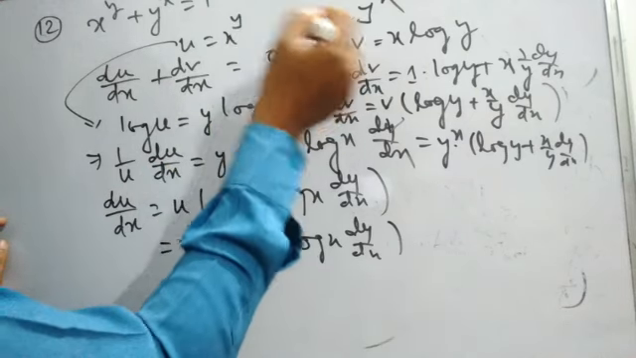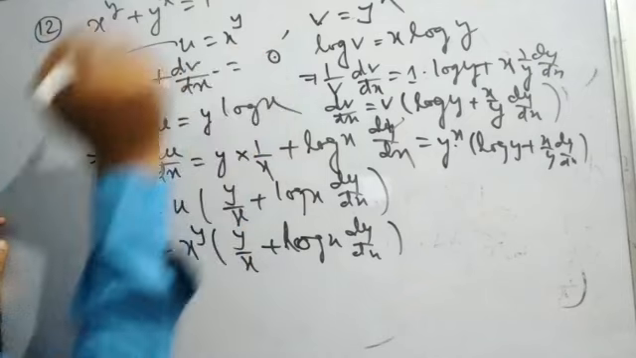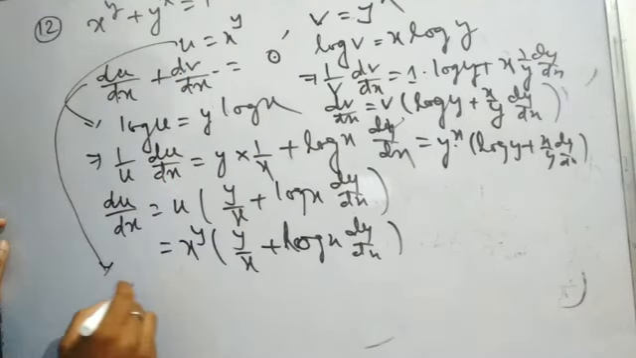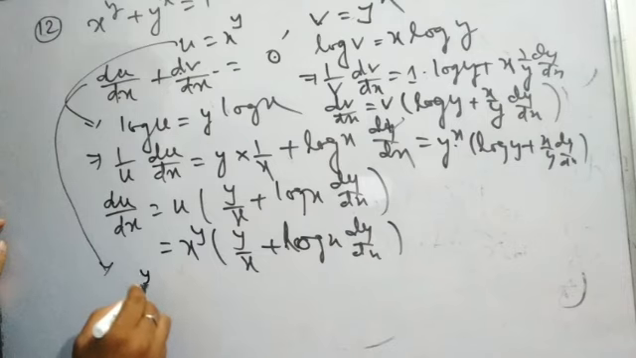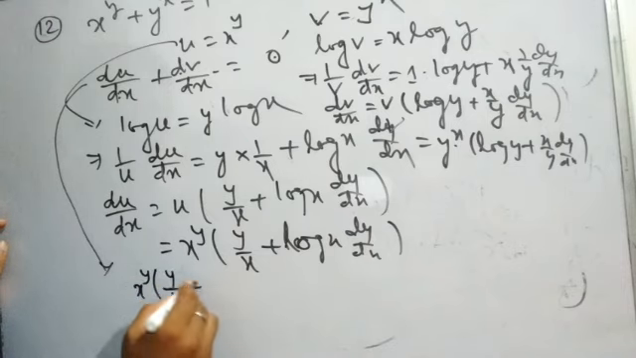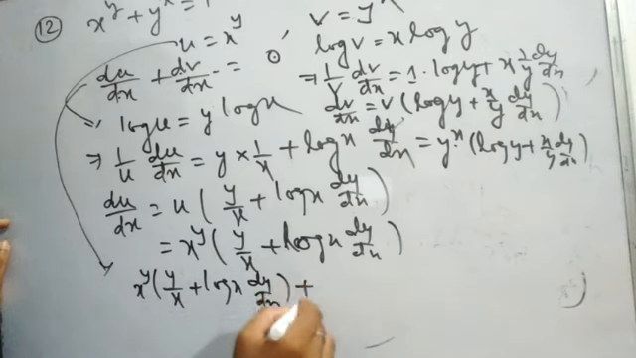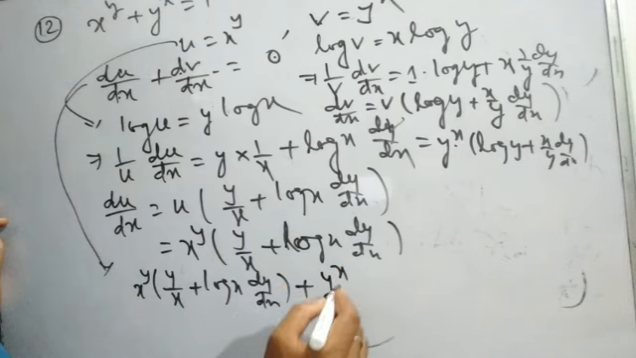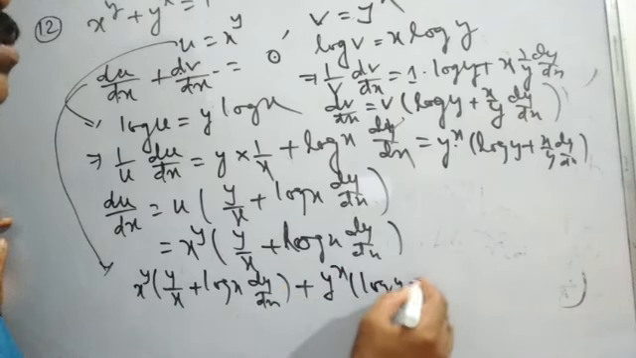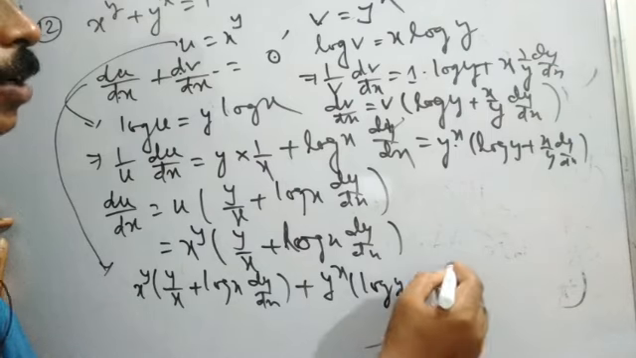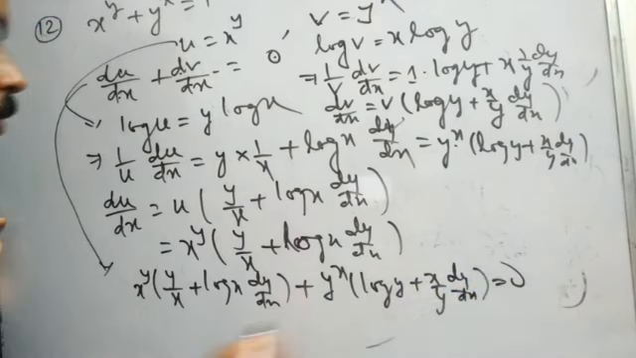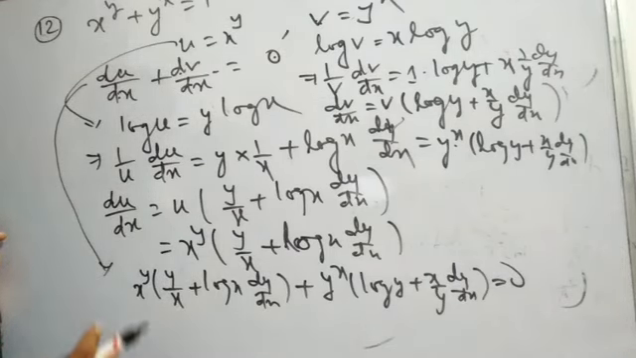Here, du by dx plus dv by dx is equal to 0 in this case. So du by dx value for x to the power y is x to the power y by x plus log x dy by dx, plus dy by dx y to the power x log y plus x by y dy by dx is equal to 0. So we have to multiply and take dy dx one side, then you will get the answer easily.